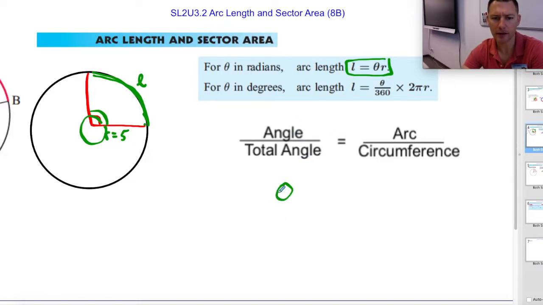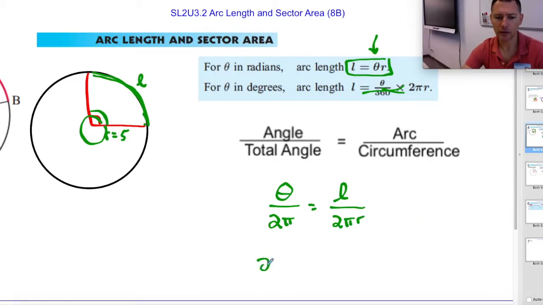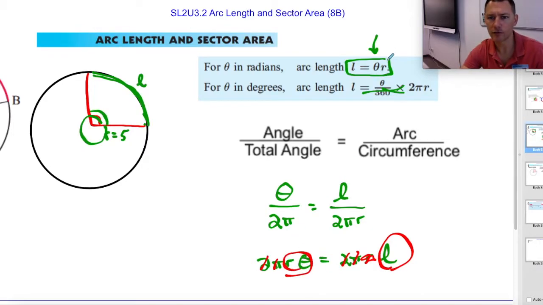This says if we have angle theta over the total angle, which is 2 pi, I'm going to pretend it's in radians, so we derive this one and not this one. You get your arc length, which is L over the circumference, which is 2 pi r, right? And if you cross multiply these, you get 2 pi r theta equals 2 pi rL. And your 2's and your pi's cancel out, and let's see, there's no r over here, sorry, there's no r over there. So you get L is equal to r theta, just like we'd expect.